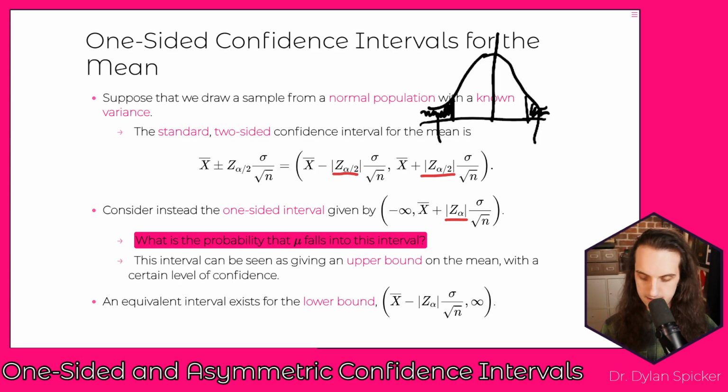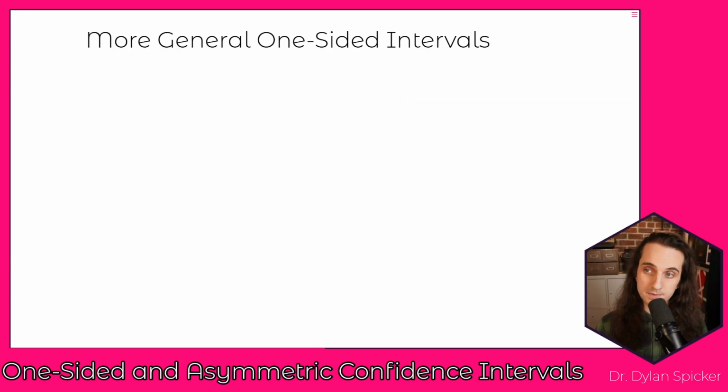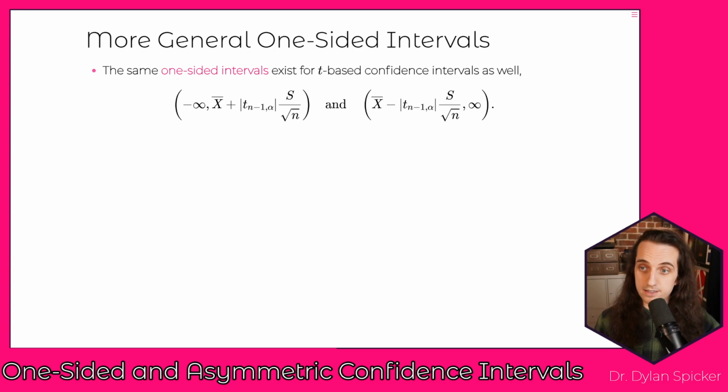So in both of these cases, we're going to have an alpha over 2 in both tails, right? But when we want just an upper or just a lower tail, that's not what we're going to do anymore. Instead, we only need to cut off at the upper bound. So we're going to take all of the alpha and put it into one of the tails. We're using different critical values here, but otherwise the procedure is going to correspond in almost exactly the same way.